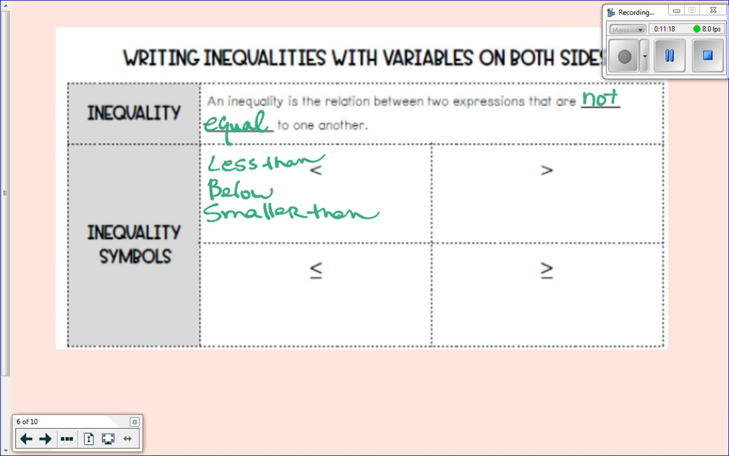What about greater than? Good. Above. What else? More than. Larger than. All right, what about less than or equal to?